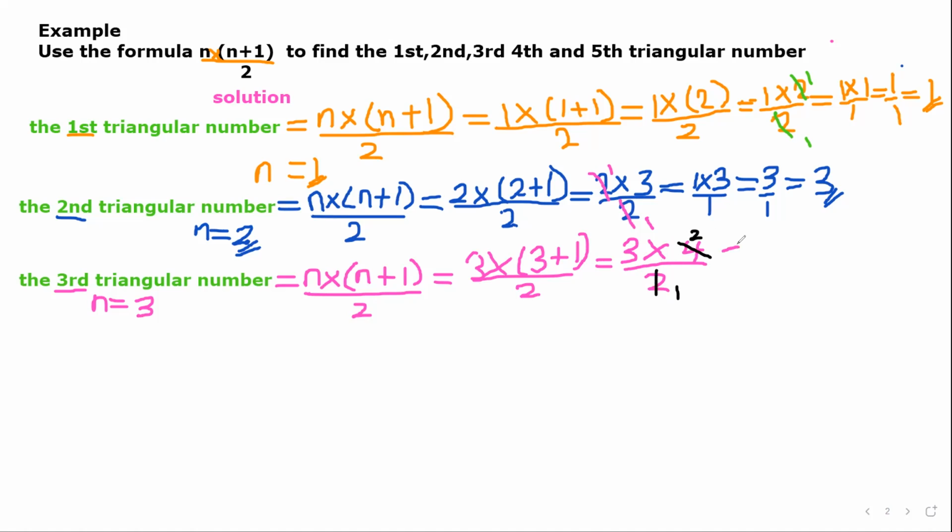Then the remaining numbers here are 3 times 2 all over 1. 3 times 2 is 6 over 1. And the answer here is 6. Okay, so which means that the third triangular number is what? Is 6. Okay, good.